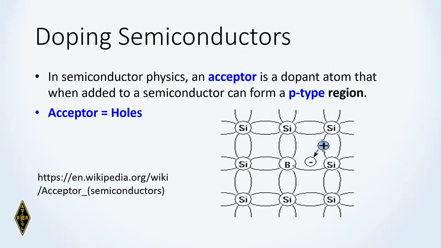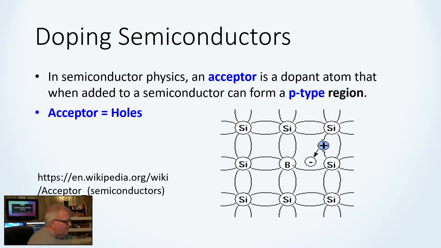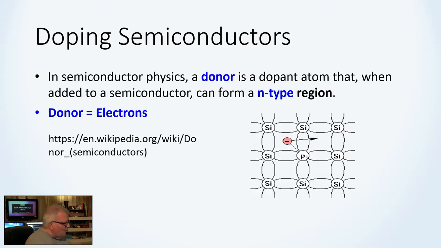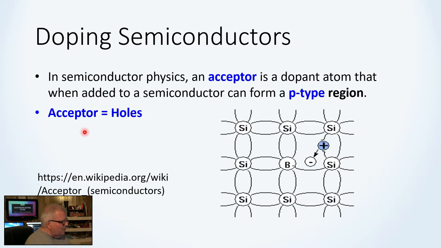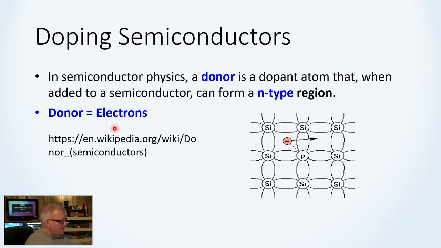So when we do dope semiconductors, for example, silicon, one that causes excess holes, making a P-type material, is called an acceptor. Acceptor means holes. An acceptor dopant gives you holes. A donor dopant is one that gives you excess electrons, creating N-type material. So a donor gives excess electrons. So let me just say that again. Acceptor type doping material, holes. Donor gives you excess electrons.